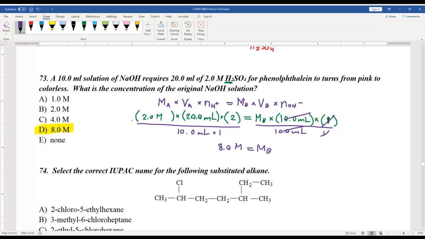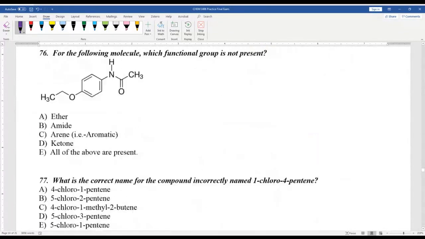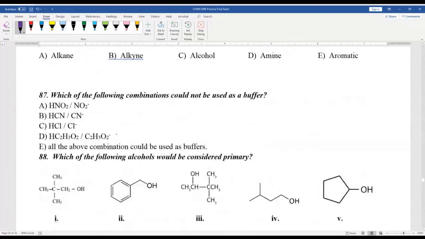All right, what else can I help you with? Got 15 more minutes, roughly. What other questions can I go over with you? 87, okay. Let's take a look at 87. It says, which of the following combinations could be used as a buffer? Ooh, good question.